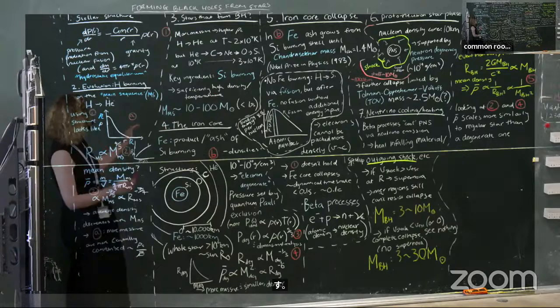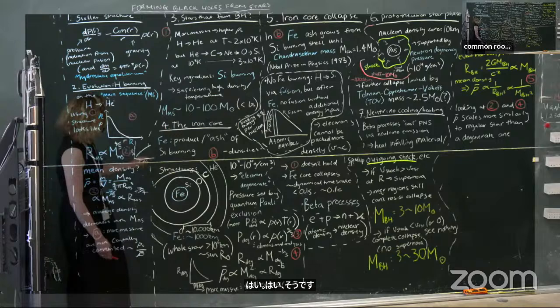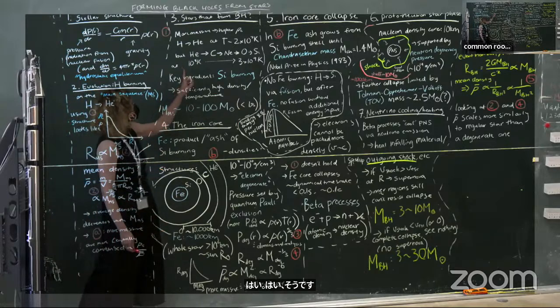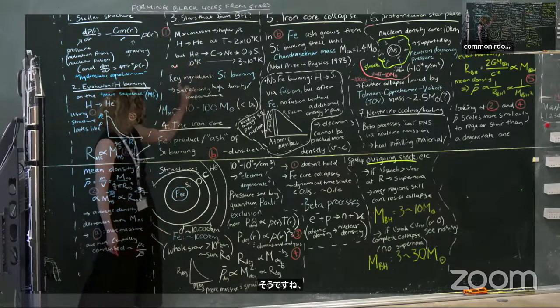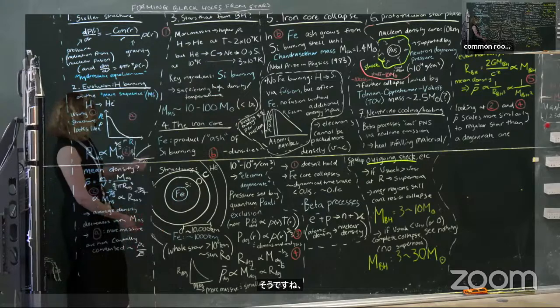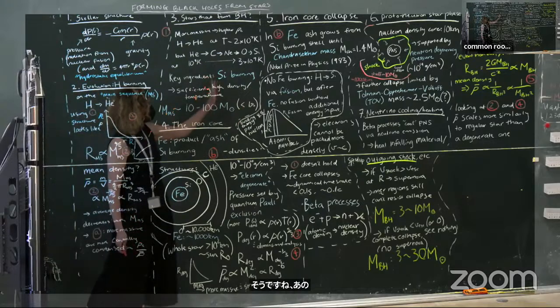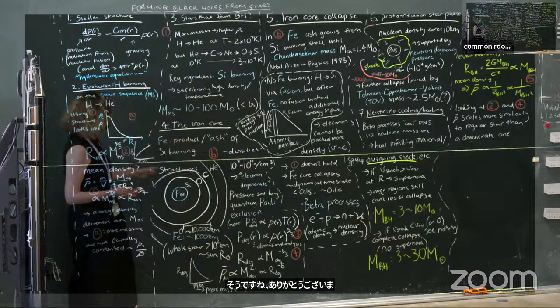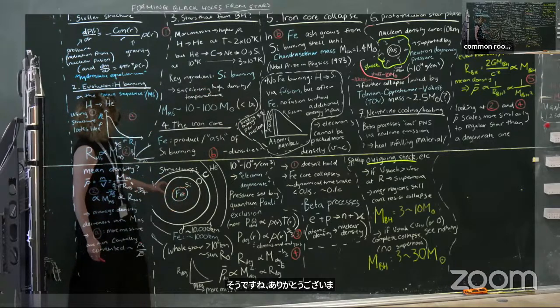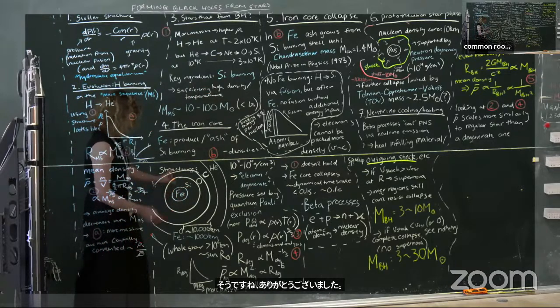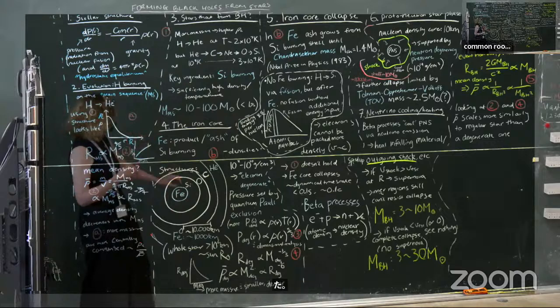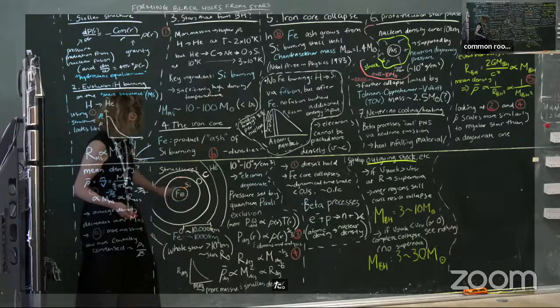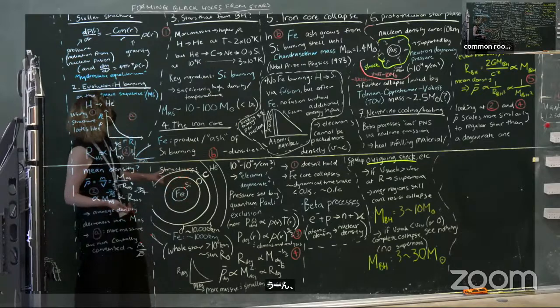So at this point, I will introduce the iron core. I talked about all these successive burning phases. Once you get to silicon burning, the silicon burns and the main product is iron. That is just the ash that's left in the core, and then it burns in this silicon shell.